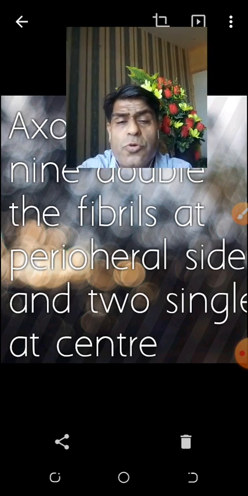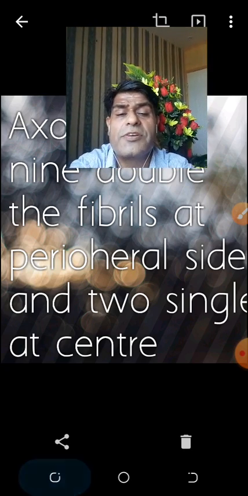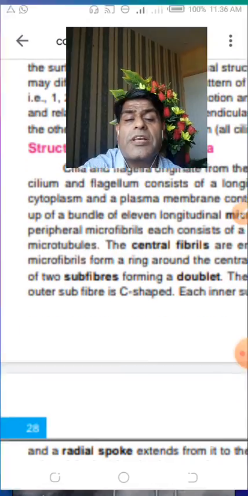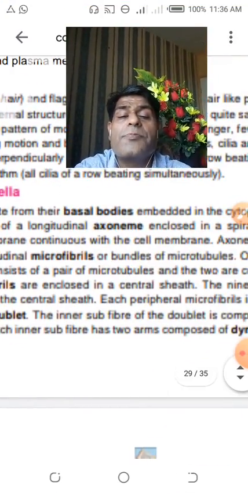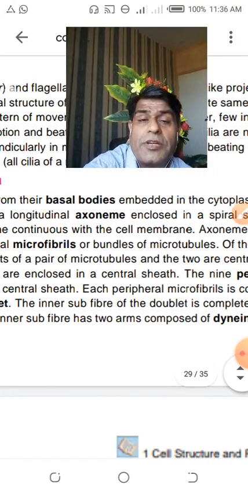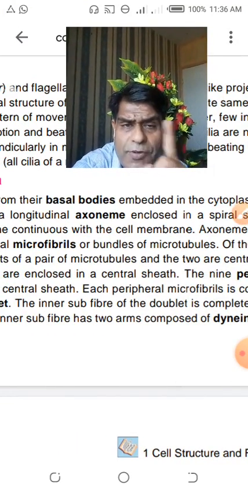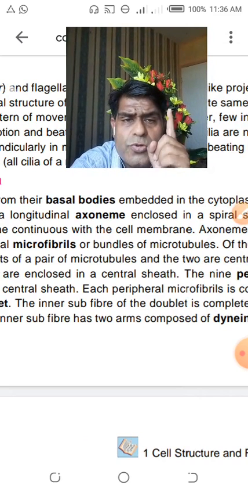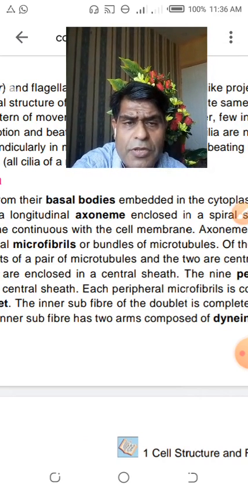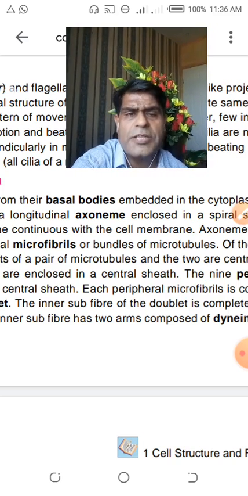We'll go back to once again the same information which I was giving you. And look at the central fibers, doublet. This was the point I was talking about. Now inner subfiber is complete. This is important. I am talking about now one fiber, peripheral, total 11. One cilium, 9 peripheral.